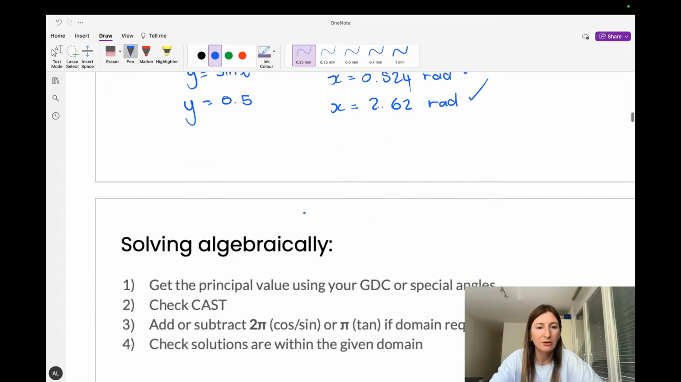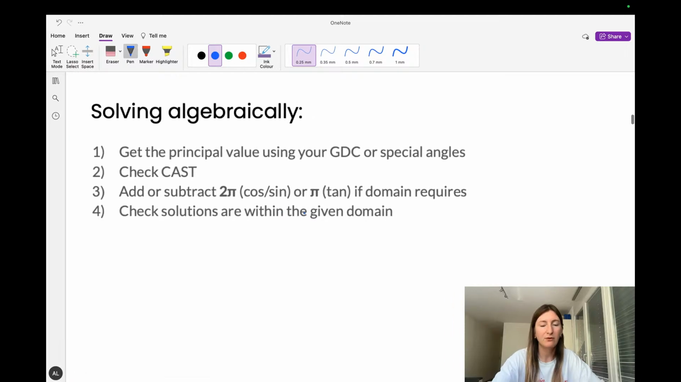But let's look at how we do it algebraically. So this is my method. If you have something a little bit different, feel free to use it. First we're going to get the principal value, either using our GDC, like when we do x equals sine minus 1 of something, it returns one value, or if we use our special angles, our special triangles, we get what we call the principal value. This is our starting point for everything. We need that first. Then we check if it's negative or positive, and where it would be.